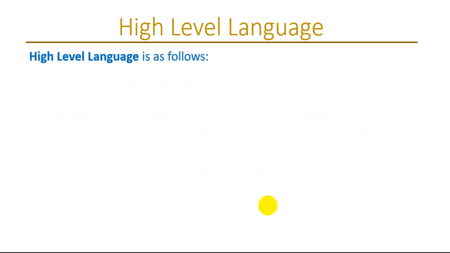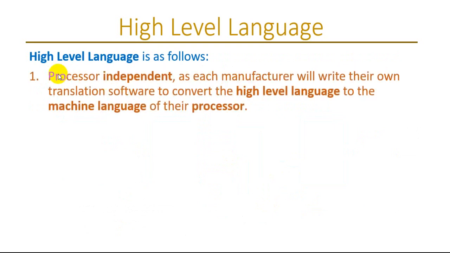Okay, right. Then we will just see a few things about high level language. High level languages, as I told you, are processor independent, and I have already explained to you how. It doesn't depend on the processor. How? Because each manufacturer will write their own translation software to convert the high level language to the machine language of their processor.